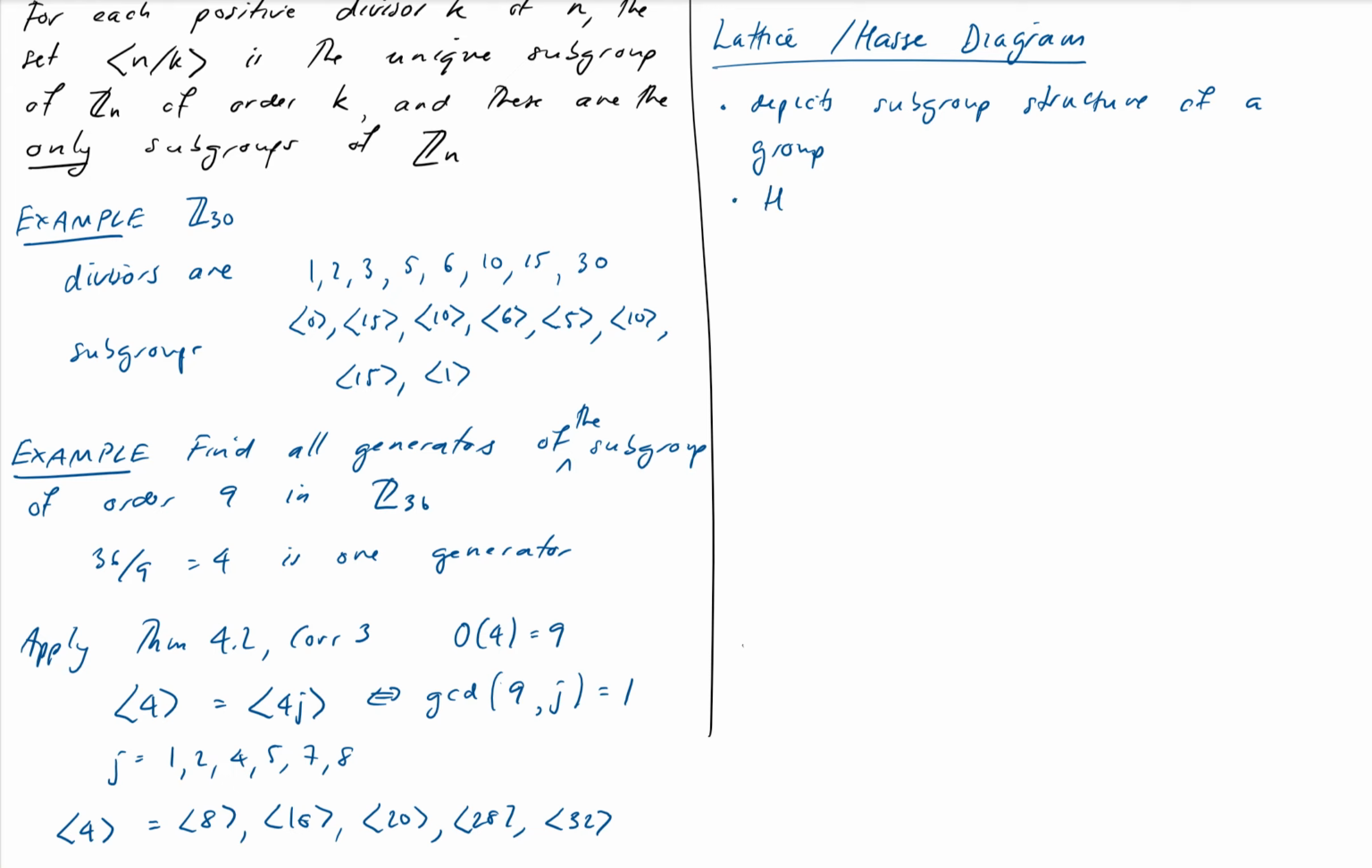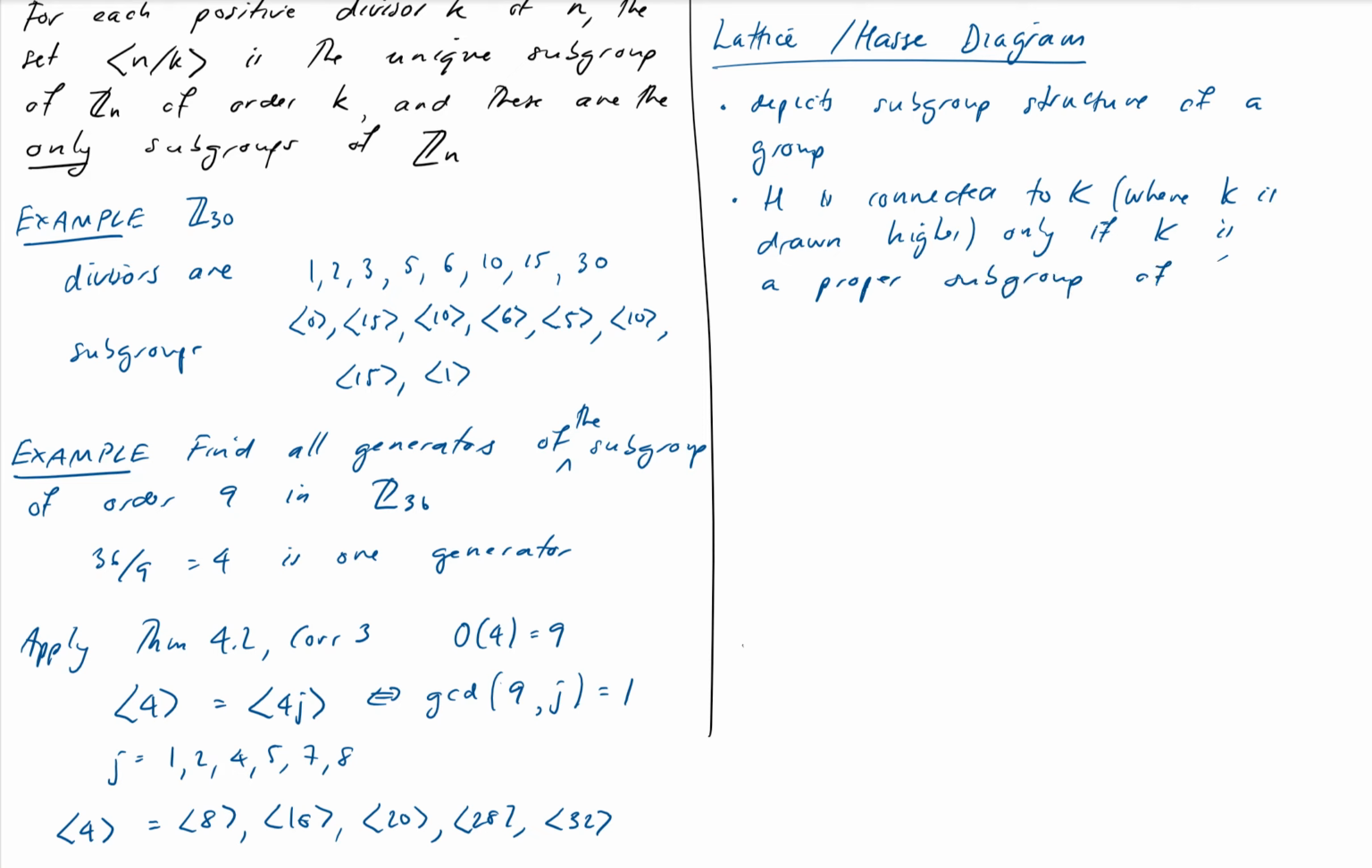And the way we draw it is we say H is connected to K, where K is drawn higher up on the page, only if K is a proper subgroup of H, and if K is not a proper subgroup of a proper subgroup of H. Okay, so that sounds like a weird thing to say, so we'll just draw a picture of it with Z30 and see how it works, because it's actually not as bad as all that.